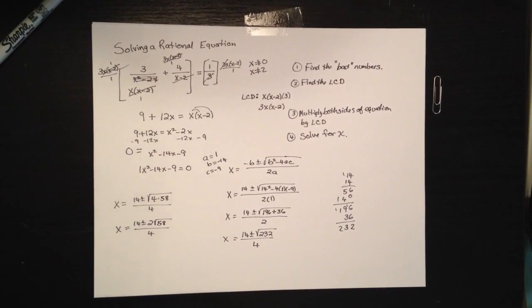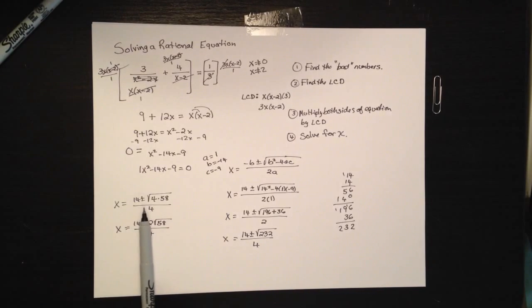58 looks like it might have a perfect square, but 4 will not go into that evenly, and neither will 9, and so I think we're stuck with 58. We can't reduce that anymore. So now we can factor out, there's two ways to reduce this fraction. You can think of it as two fractions.